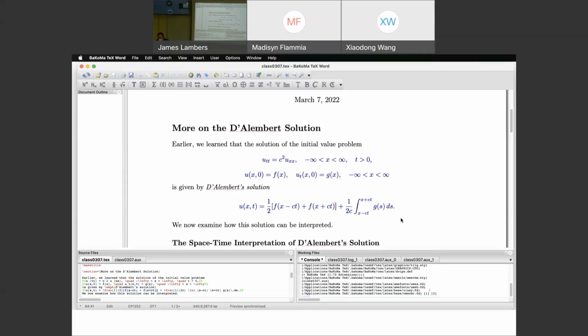So what we're going to see today is how to interpret this solution to get an idea of how the solution behaves over time for certain cases. And then we'll take a look at the semi-infinite problems.